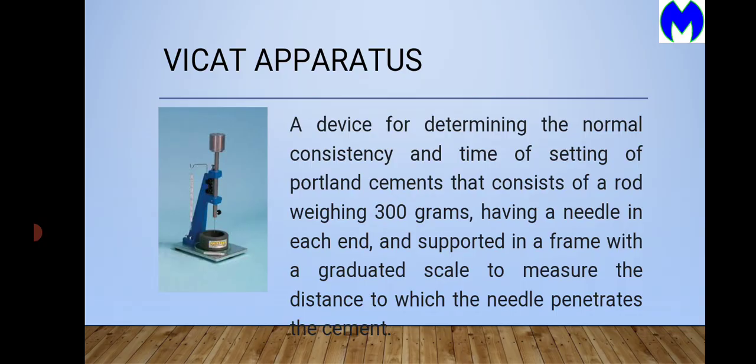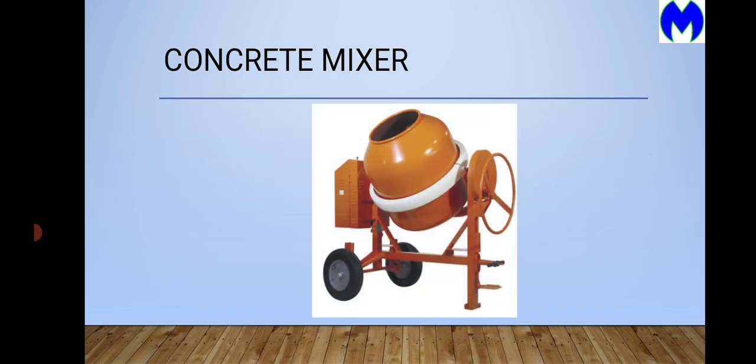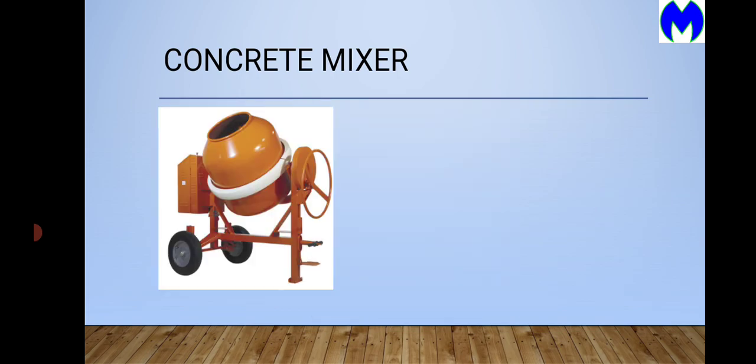Then, we also have the concrete mixer. This is common and often seen. Its purpose is to mix the concrete. The one in the picture is a 1-bagger concrete mixer. That means it can mix 1 bag of cement, together with the ratio of sand, gravel, and water. That is its capacity. Usually, we use this in buildings or in small projects.